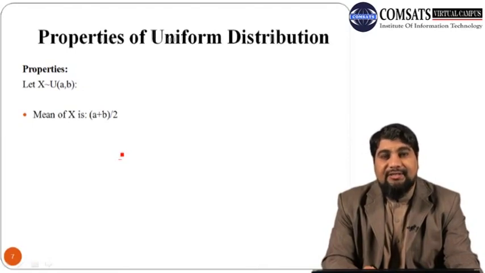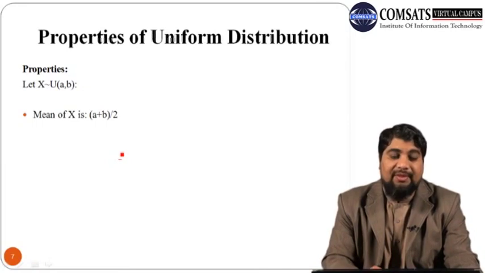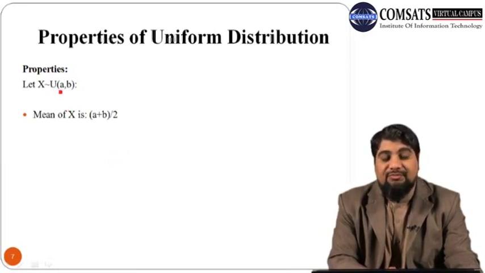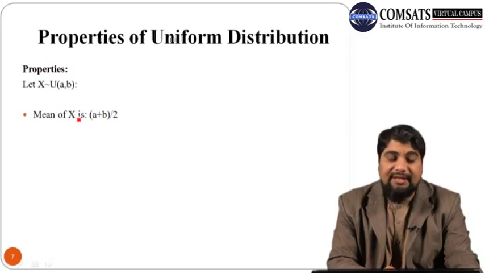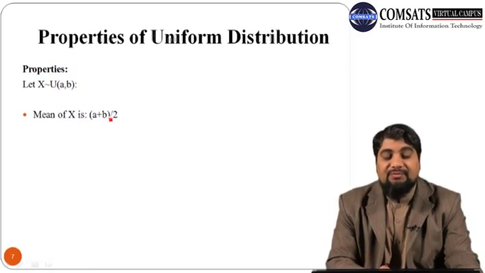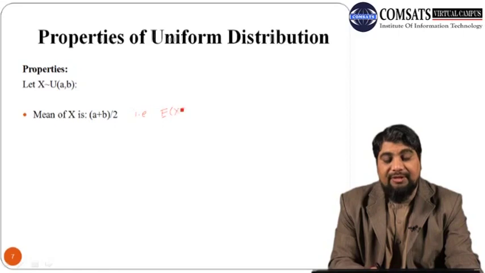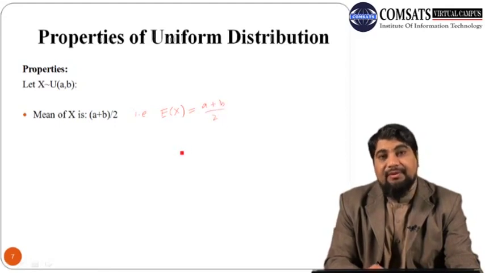So now let us discuss some of the properties of uniform distribution. Let x be a random variable which follows uniform distribution, ranging from a to b. Then the mean of this random variable x is a plus b over 2. Mathematically we write it as the mean, or expected value, of x is a plus b over 2.